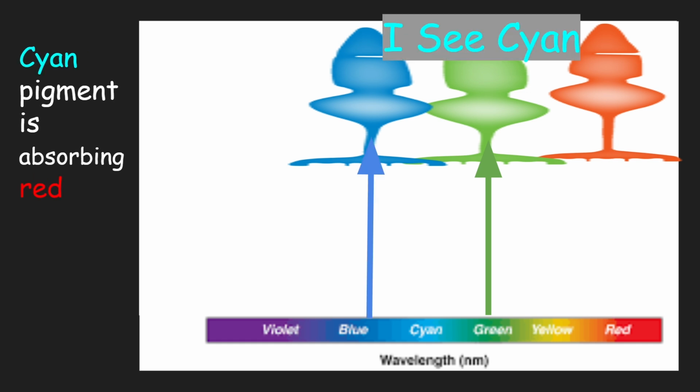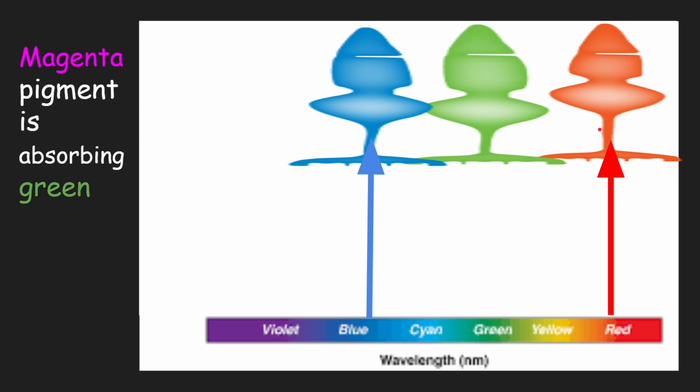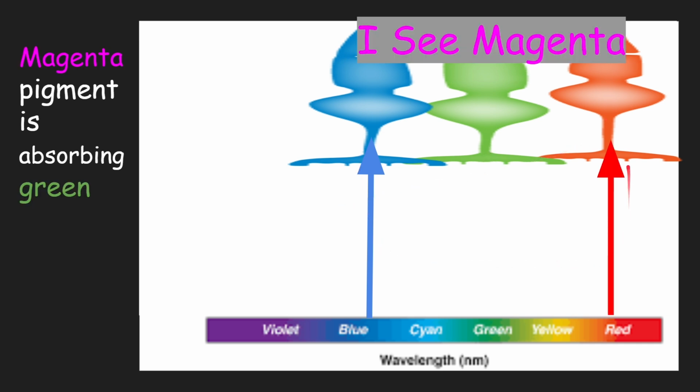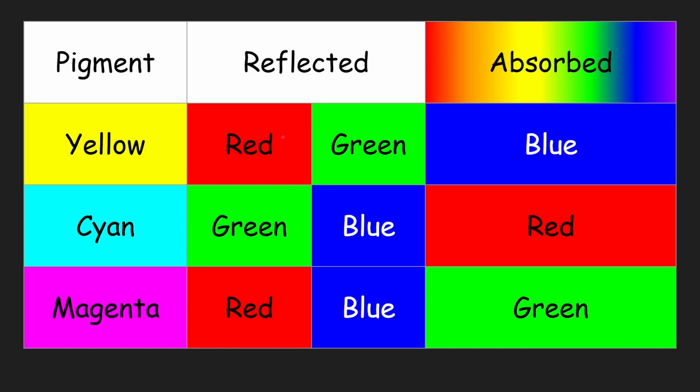If we have cyan, which means the green and blue cones are triggered, that means that the pigment was absorbing the red. So cyan pigment is absorbing the red light, keeping our red cone from being triggered. And finally, if we get blue and red, we see magenta. That means if we have magenta pigment, it's absorbing the green out of the white light, and therefore the green cone is not being triggered. That's what magenta pigment does.